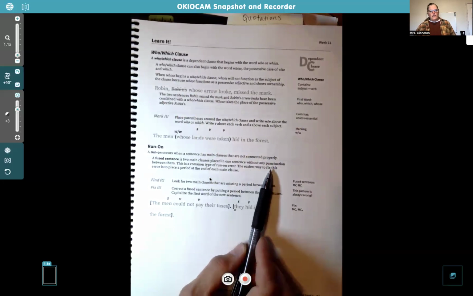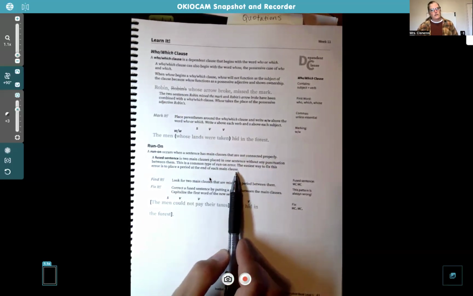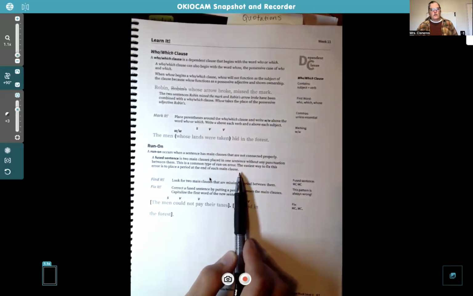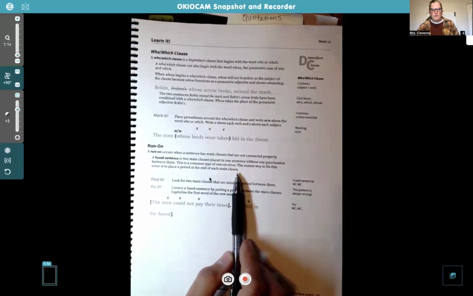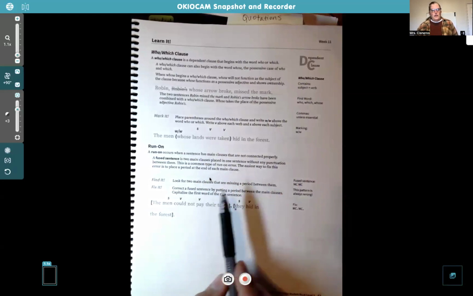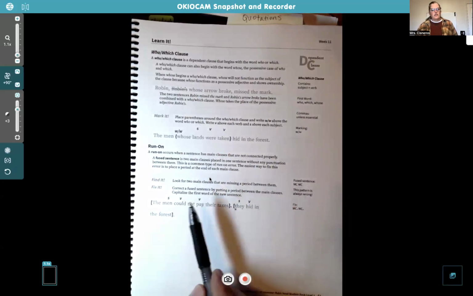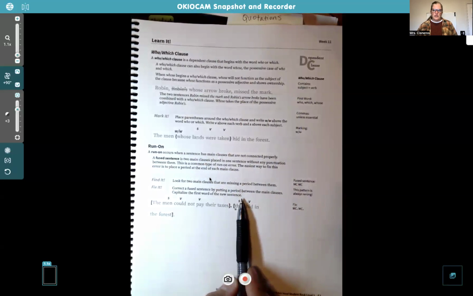The easiest way to fix this error is to place a period at the end of each main clause. So all you're doing is looking for that. When the sentence just seems like it's going on and on and on, it probably is. You need to find a spot for a period to break it up. So look for two main clauses that are missing a period between them, correct a fused sentence by putting a period between the main clauses, and then capitalize the first word of the new sentence.